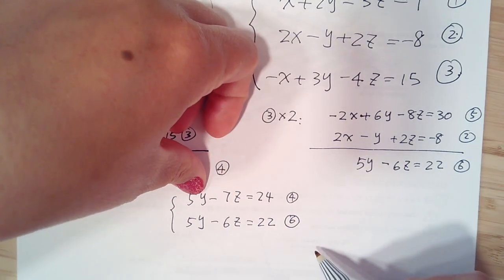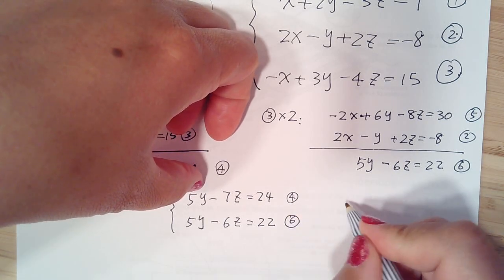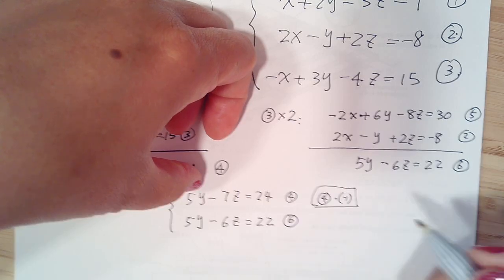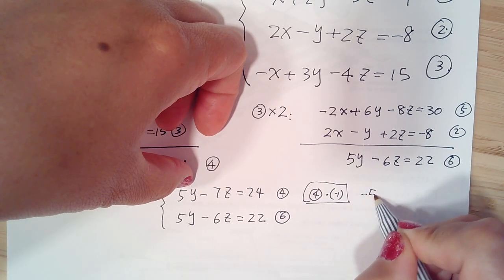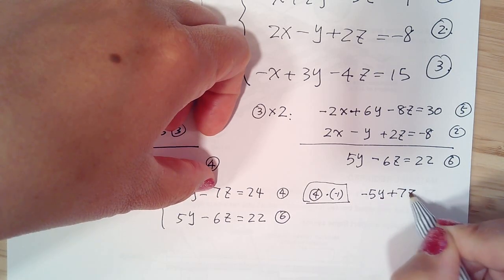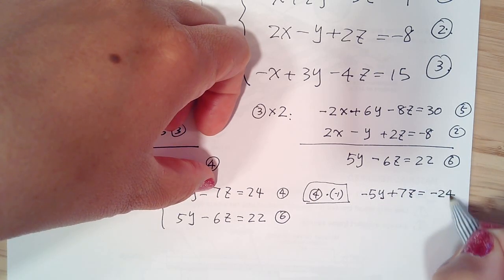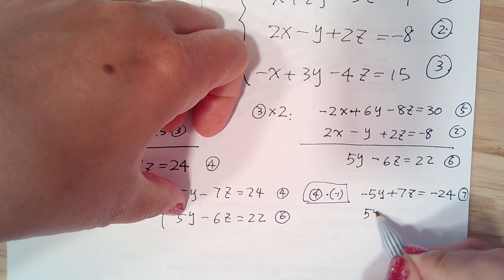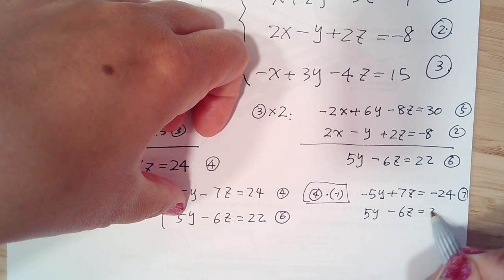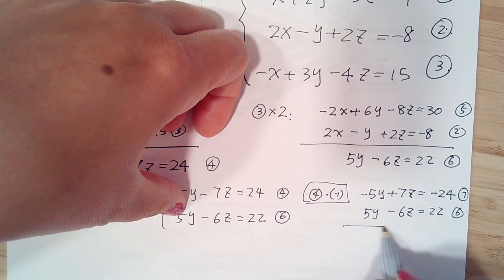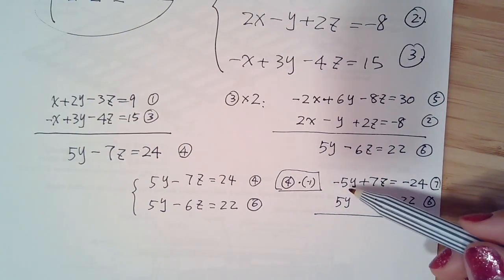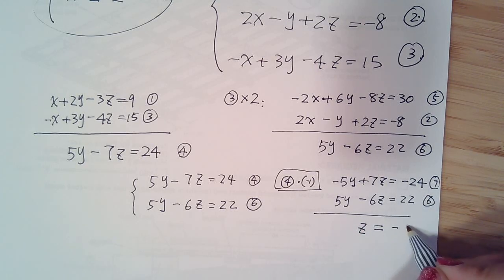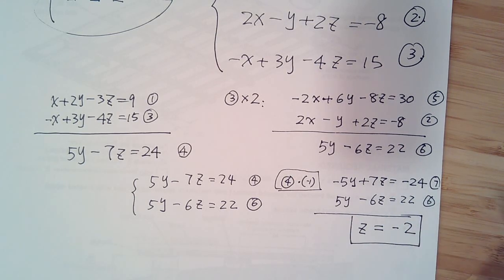So let me do this. Let me use number 4 multiplied by negative 1. That's for me, okay? I just try to remember what I did. So that will be negative 5y plus 7z equals negative 24. Let me call this number 7. Okay, and then this is 6. I just copied that: 5y minus 6z is 22. That's a 6, right? Okay, next I'm going to add these two. So negative 5y and 5y will be gone, and this is z equals negative 2. Bingo, I got a z.